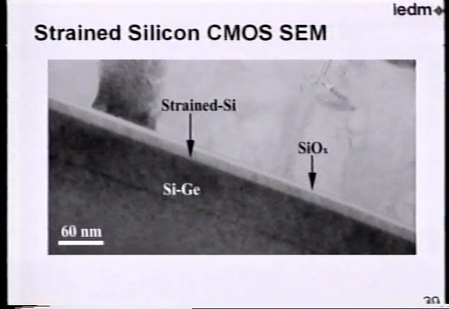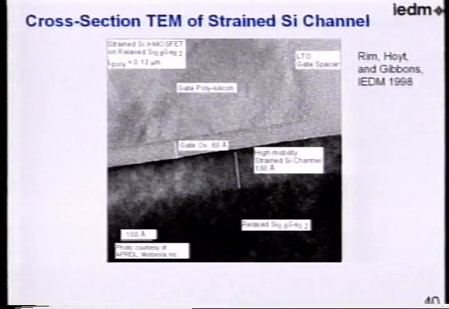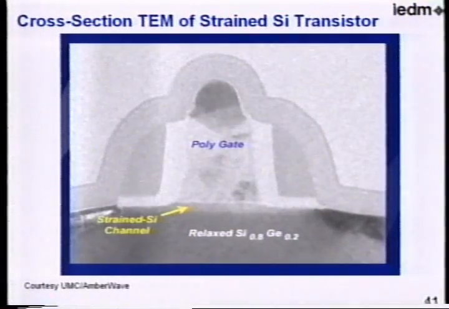So just a couple of pictures of strained silicon. You can see the strained layer here, the silicon germanium layer here with the gate dielectric. Again, the gate oxide in here, strained layers. And this is a recent picture from Amberwave. UMC built this device, and you can see the strained layer here with the gate dielectric here. There's your L-shaped sidewalls again.